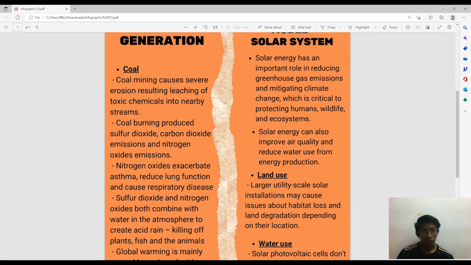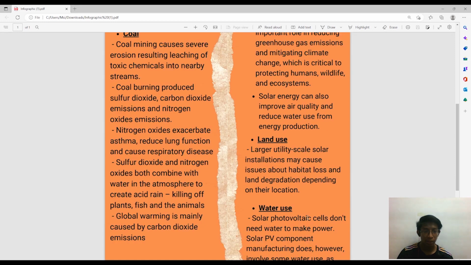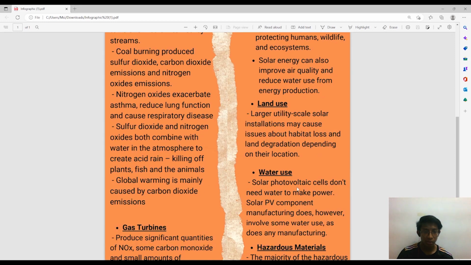Land use. Larger utility-scale solar installations may cause issues about habitat loss and land degradation, depending on their location. Next is water use. Solar photovoltaic cells don't need water to make power. Solar PV component manufacturing does, however, involve some water use, as does any manufacturing.